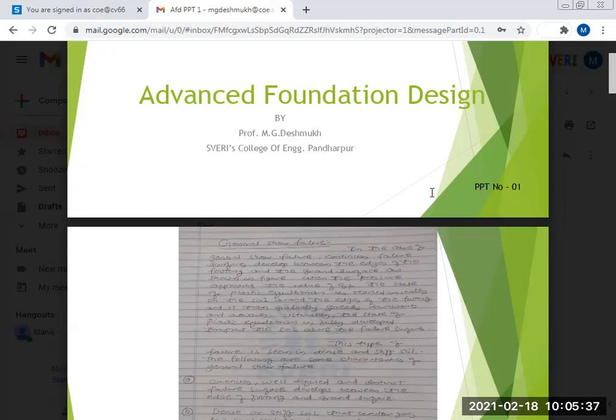Now in shear failure, there are three types. One is general shear failure, second is local shear failure, third is punched shear failure. Once again I repeat, in shear failure there are three types of failures. Now you should be able to know what is general shear failure, what is local shear failure, what is punched shear failure.